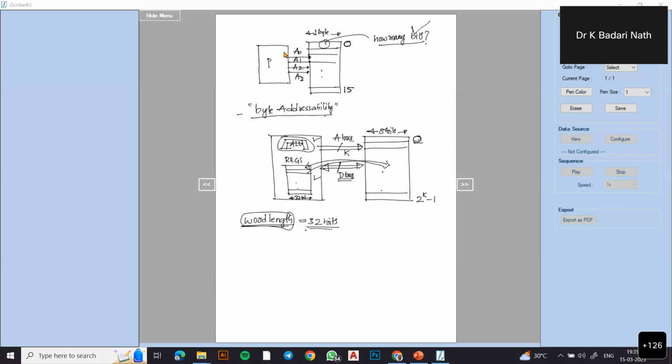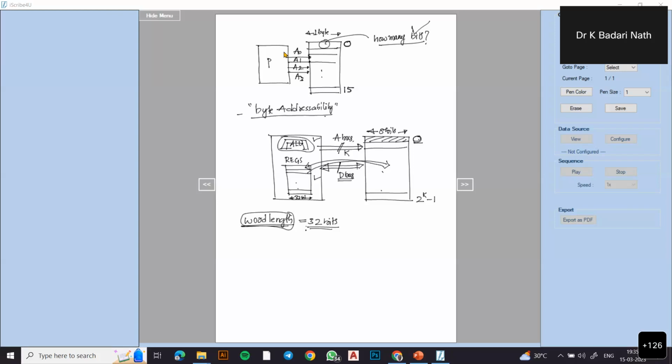Why? At any moment of time, I can read only one memory location. Even though the memory consists of so many bytes, I cannot read more than 1 byte at a time because the memory will respond to one address. There are no two address buses; only one address bus is there. Whatever address you place here, it will respond to that. That means I can read one among the 2 to the power of k minus 1 locations.